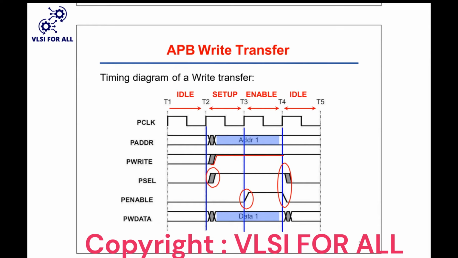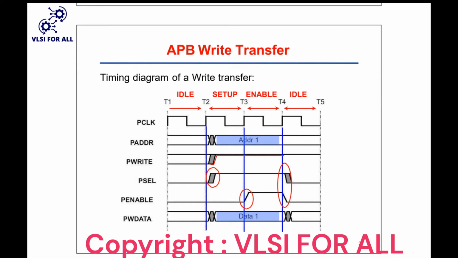So in the enable state, selection will be high again as it is. I said the control signals of the setup phase will be extended in the enable phase as well, till the time the slave is ready to accept. So you can see here, from T2 to T4, all the signals which have been asserted at T2 are extended till T4. Even in T5, you can see the address has been extended.